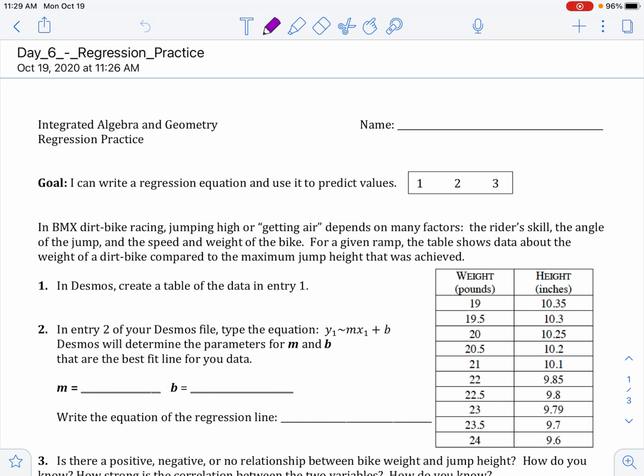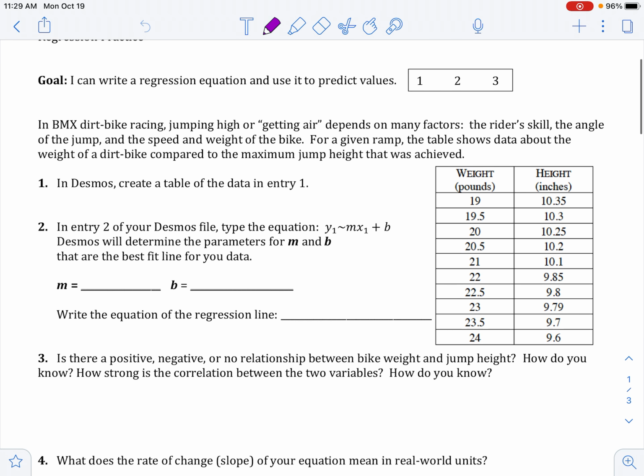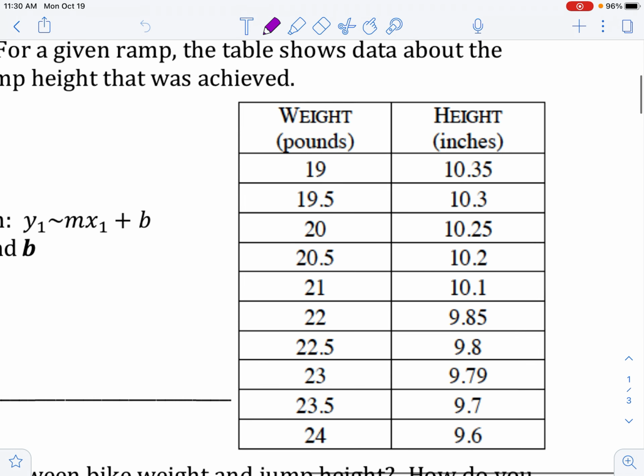It says, in BMX dirt bike racing, jumping high or getting air depends on many factors: the rider's skill, the angle of the jump, and the speed and weight of the bike. For a given ramp, the table shows data about the weight of a dirt bike compared to the maximum jump height that was achieved. So if you look to the right here, it's saying a 19-pound bike, the height in inches that the bike was able to jump was 10.35 inches, and so on and so forth, right?